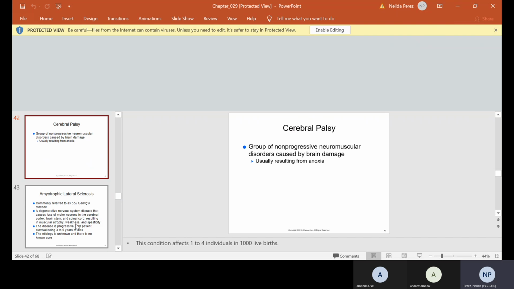Cerebral palsy is a group of non-progressive neuromuscular disorders caused by brain damage, usually resulting from anoxia.